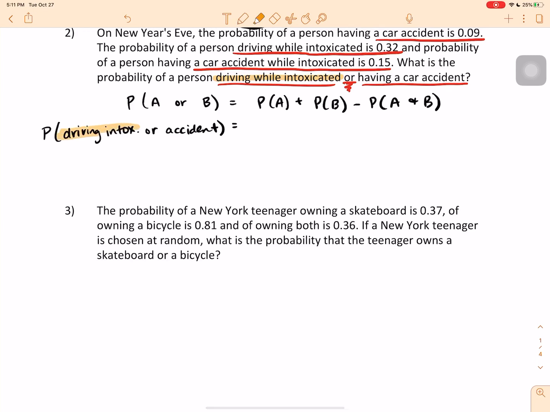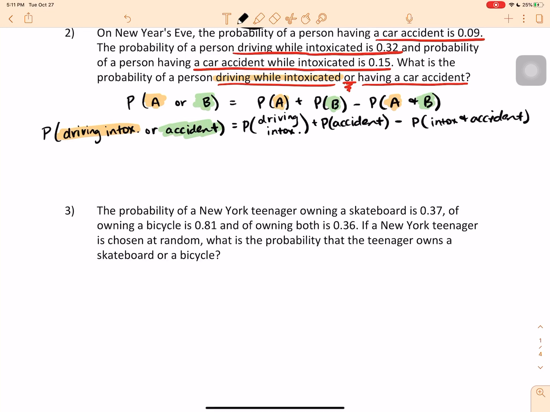So driving while intoxicated, I'm going to use that color. All of these A's are driving while intoxicated. Event B is having a car accident, and those are the B's. So here I need the probability of driving intoxicated, sometimes I write it like that just to save room, plus the probability of an accident, minus the probability of intoxicated and accident.